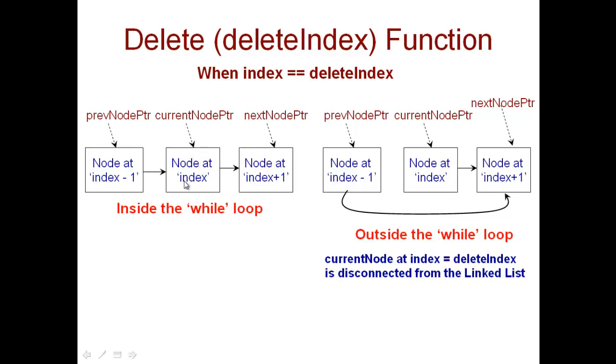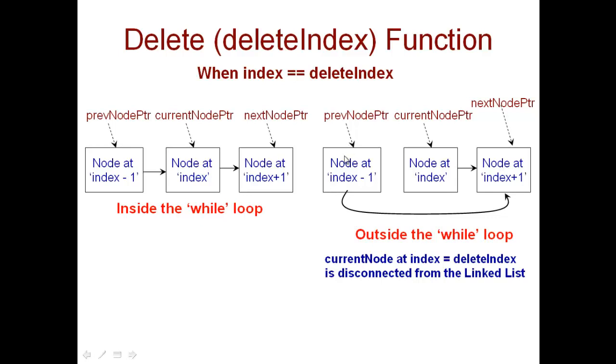Now, as you'll see in this code, by deletion, we are not totally removing this node from memory. We are going to isolate this node logically, or delink this node from the list, so that as we traverse the list from the head node, we'll be reaching the node at index minus 1, and the next node following that will be the node at index plus 1. That's what we want to accomplish.